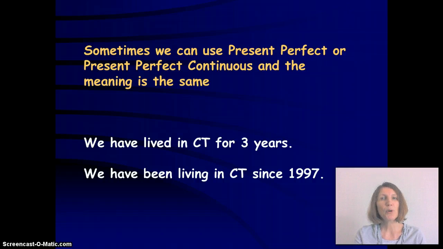Sometimes we can use the present perfect or the present perfect progressive, and it has the same meaning. These are the cases where it's a little bit ambiguous. We have lived in Connecticut for 3 years. We have been living in Connecticut since 1997. You can see both the present perfect and the present perfect continuous are used here. Have lived, have been living. Both of them mean that we still live in Connecticut now.